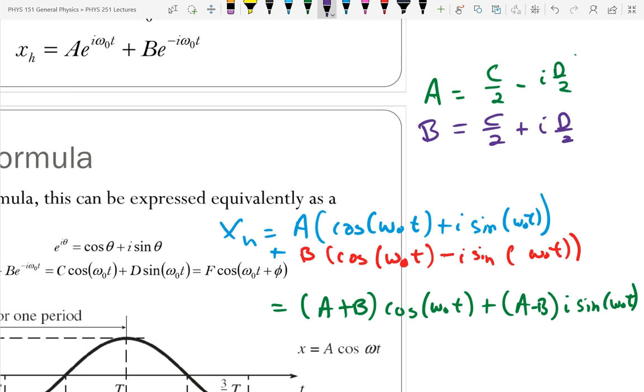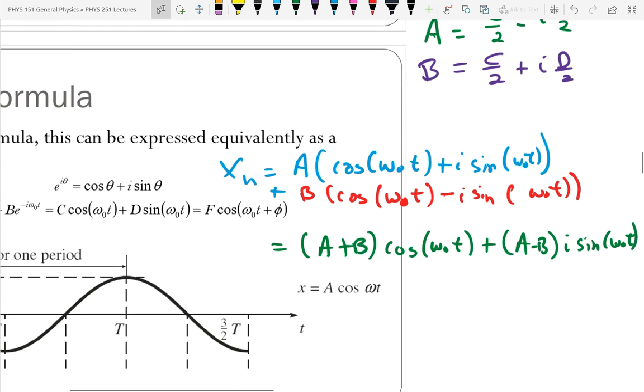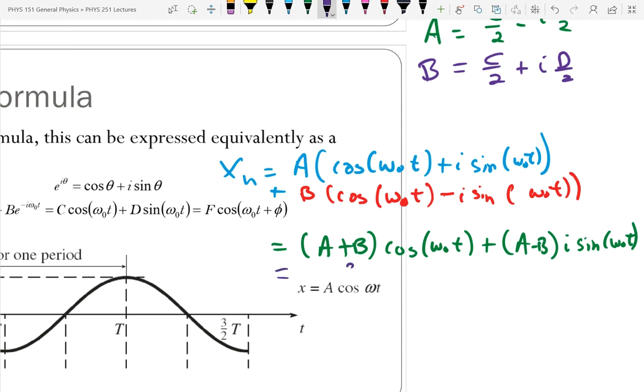And so that selection made them so I would have a real x of t. And then we can go through and you see A plus B is C. And A minus B is minus I D. But minus I D times I, what's I times I? Minus 1. So minus I D times I is just D. And so using these definitions, that's the same as C cosine of omega 0 t plus D sine of omega 0 t. Now we have something that fits our understanding. It's all real. And it's a sinusoidal function.